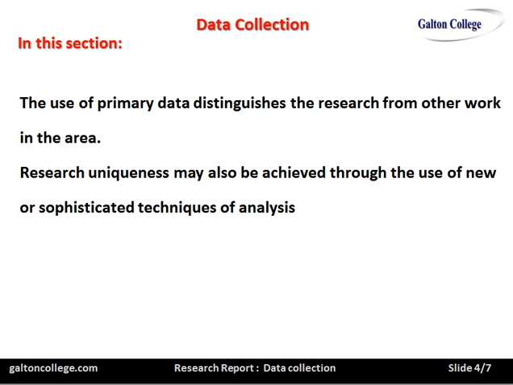Now, research uniqueness may also be achieved through the use of new or sophisticated techniques of analysis, perhaps very sophisticated statistical techniques. So the data may be subject to some new tabulation, some new way of analysis in statistics, which may involve significant computer power to generate the results. But that would give the work a uniqueness. That would give the research, if you like, a newness, a uniqueness. It would differentiate the research from other pieces of work in the area.